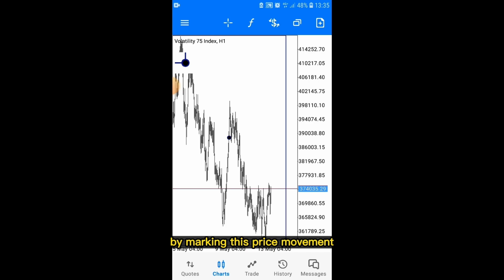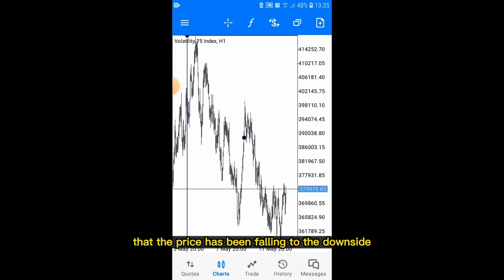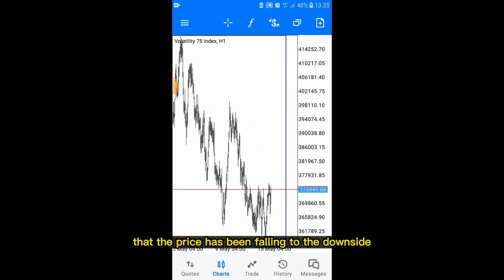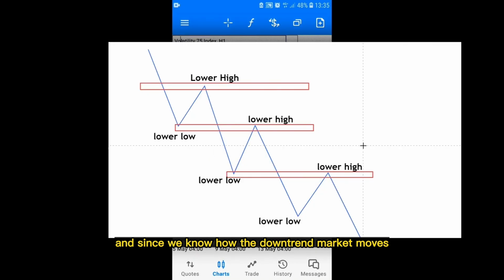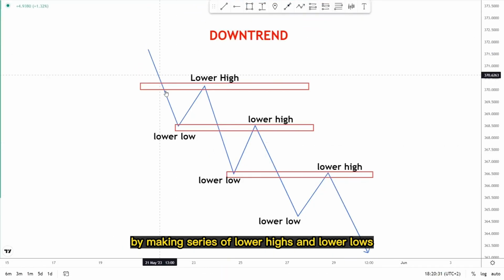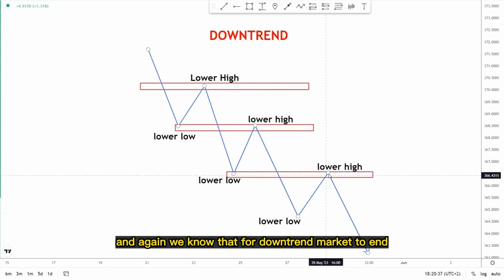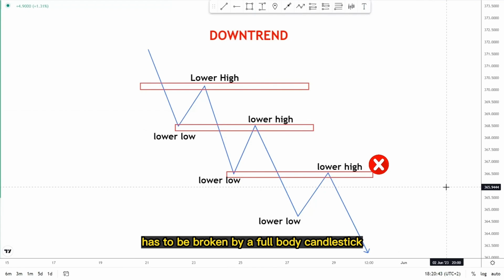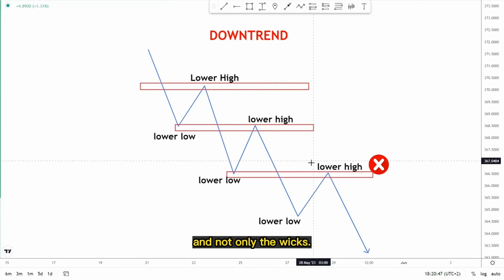By marking this price movement, we come to notice that the price has been falling to the downside, hence making what's happening right here a downtrend. And since we know that a downtrend market moves by making a series of lower highs and lower lows, and again, we know that for a downtrend market to end, the previous lower high has to be broken by a full body candlestick and not only the wicks.